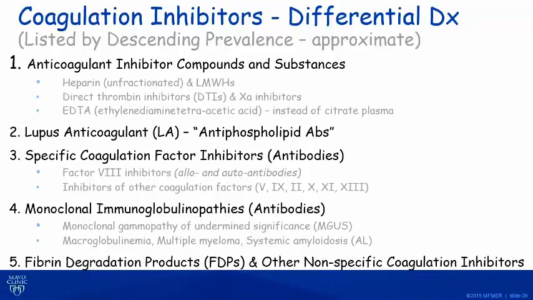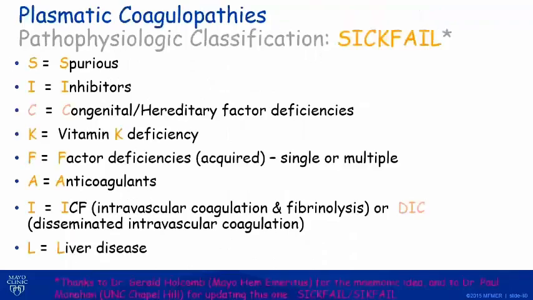So the differential diagnosis of an inhibitor, more or less in order of probability: it's an anticoagulant. It's heparin. It's rivaroxaban. It's Eliquis. It's a direct thrombin inhibitor. If it isn't that, it's a lupus anticoagulant. If it isn't that, it could be a specific factor inhibitor, especially factor VIII. If it isn't that, it could be a monoclonal antibody. And if it isn't that, it could be markedly elevated fibrin degradation products or D-dimer, although those usually only cause mildly prolonged pro-time, not so markedly prolonged. So there are the 8 things to think about in your differential, especially that spurious one.